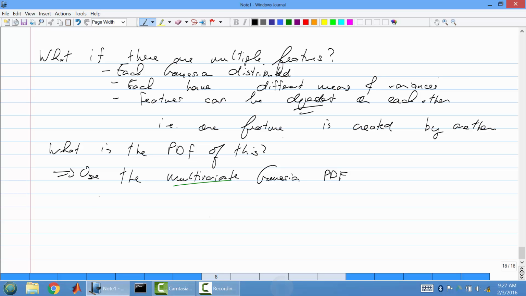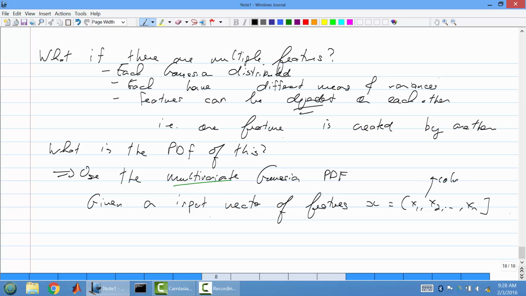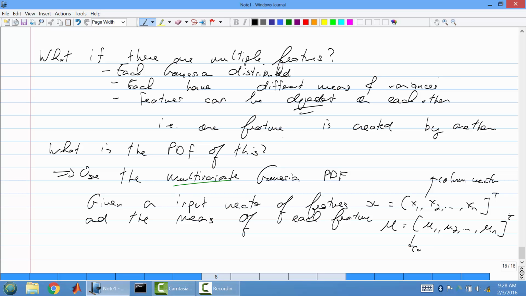Okay, so given an input vector of features x, so x1, x2, all the way up to xn, there's n features, right? So this is a column vector. I'm going to use T to denote the transpose. And the means of each feature, I'm going to call this mu. This is also a column vector as well.